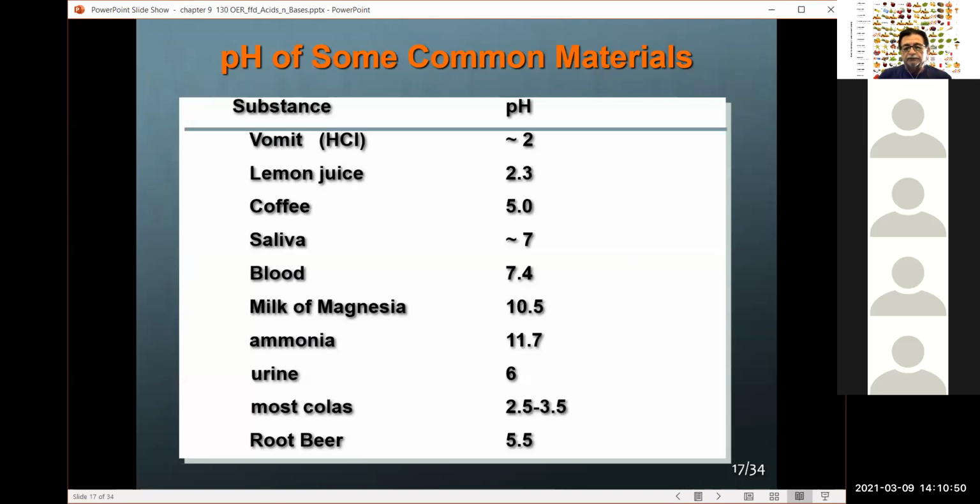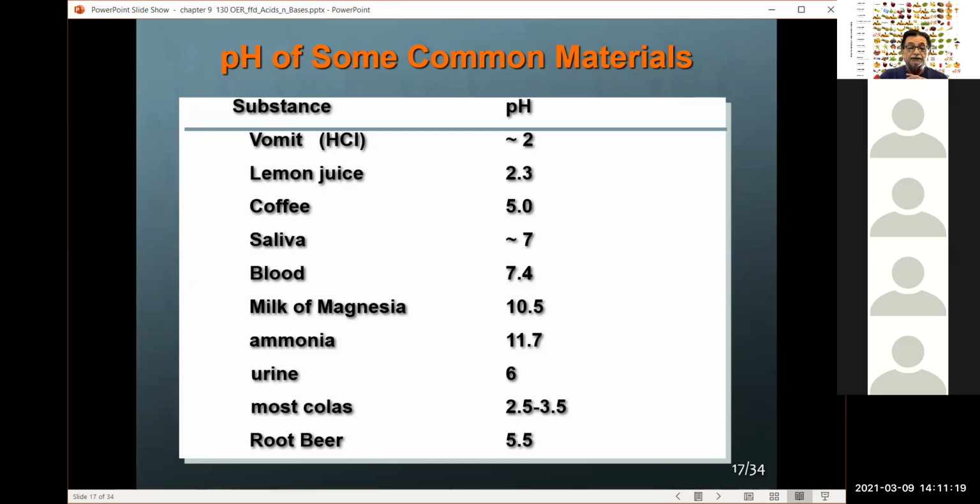All right, some ranges of pHs. Obviously, vomit is very acidic, because of your stomach. Okay, and that's why it also burns as it goes up your throat, because the tissues in your throat, your esophagus, are not made like the tissues in your stomach to protect against high acidity, so it burns. And lemon juice, roughly about 2.3.